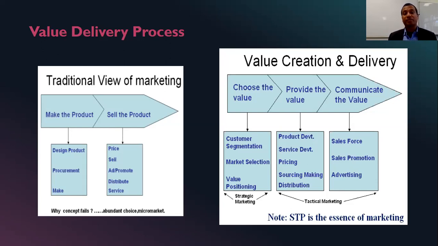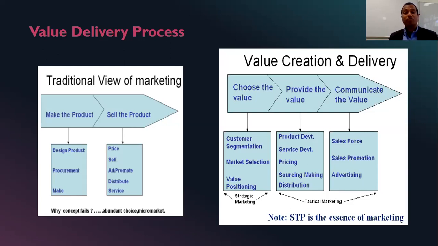But why does the traditional view of marketing fail? Because nowadays the customers have abundant choices, multiple choices, and the same products are available across multiple markets and multiple segments. A single product is able to cater to different segments. So the traditional view of marketing is no more in existence. In place of it, now we talk about value creation and delivery, keeping the customer at the center of your strategy.